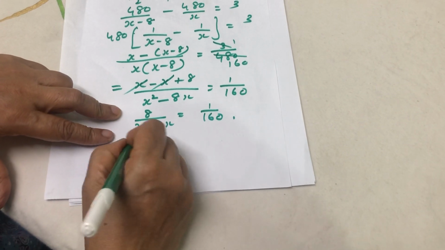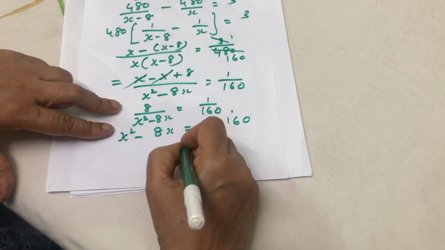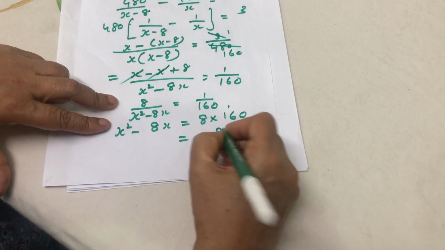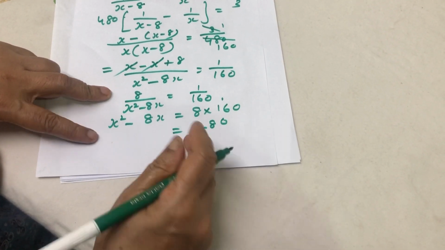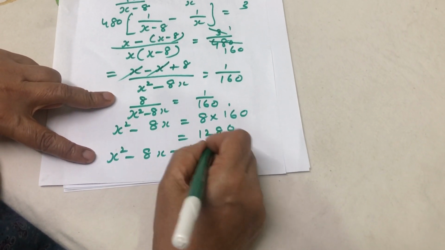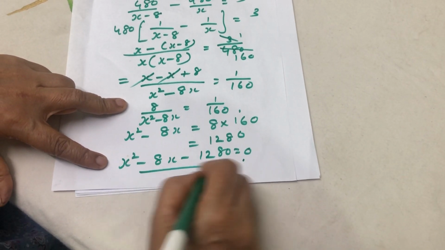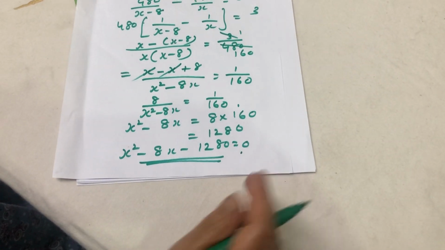Cross multiplication, x squared minus 8x is equal to 8 into 160, that is 1280. You bring this one to here. x squared minus 8x minus 1280 is equal to 0. Therefore, this is the required quadratic equation.